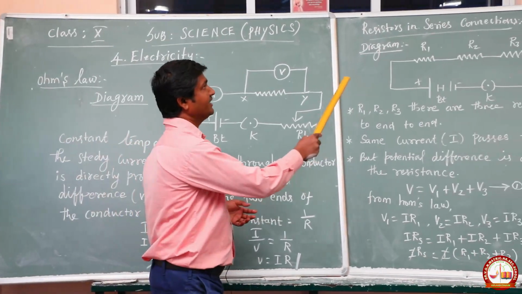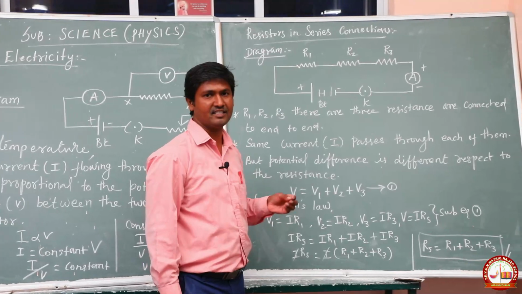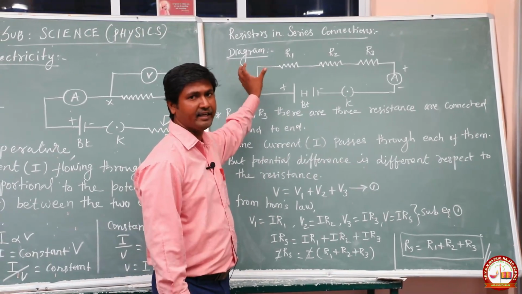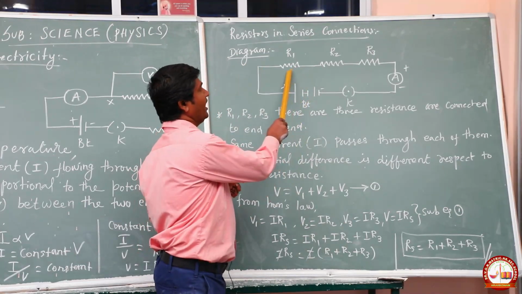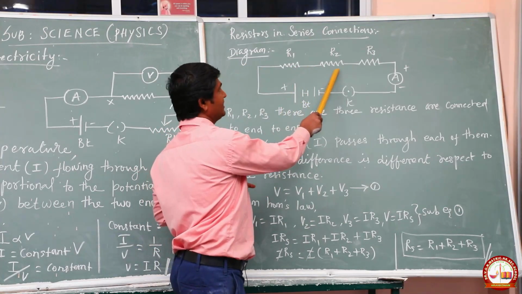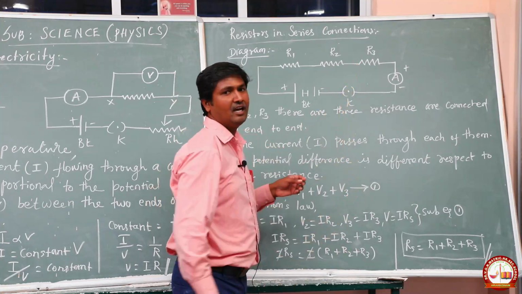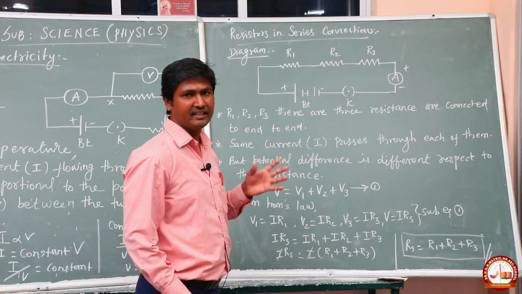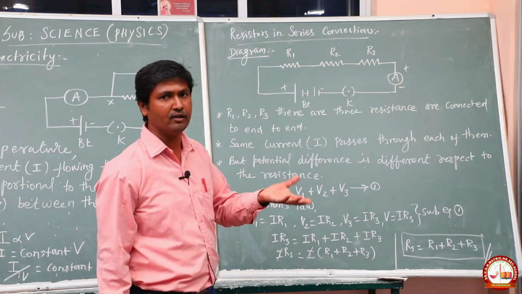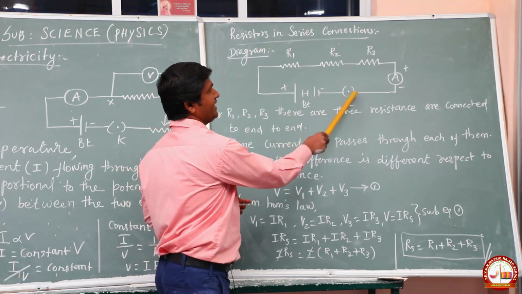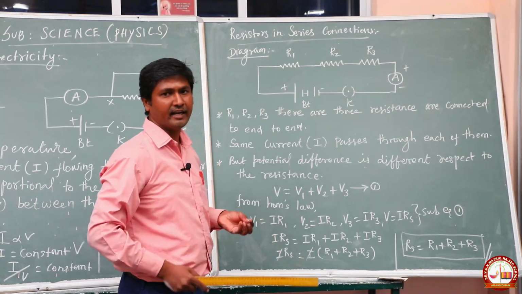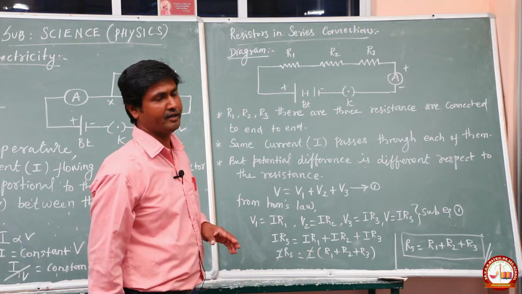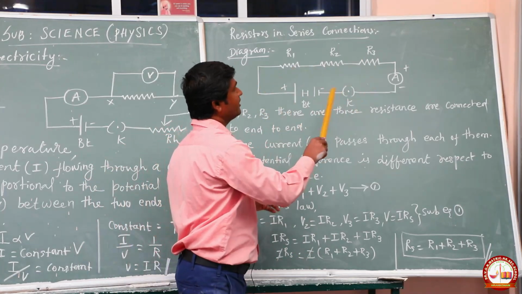Next, go to resistors in series connection. Write the first heading, diagram. This is the symbol of resistance R1, this is the symbol of resistance R2, this is the symbol of resistance R3. There are three resistances connected end to end, with battery, key and ammeter all connected in the circuit. Series connection, not parallel connection. Very important point. Both are connected in series.